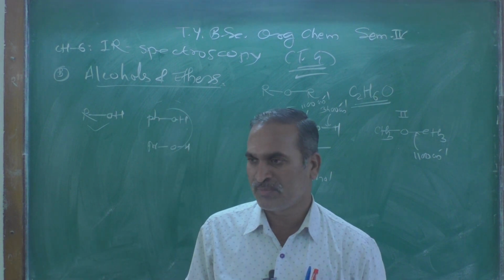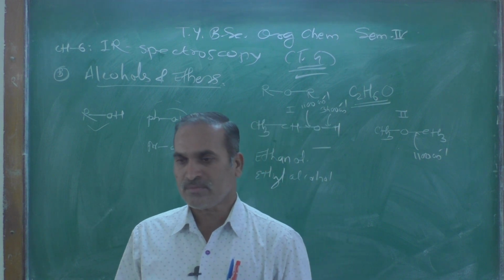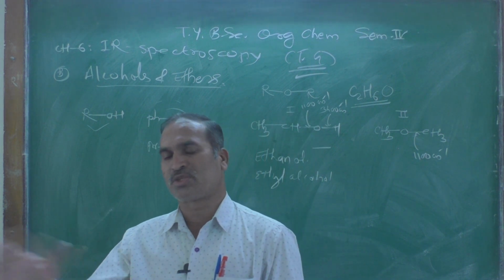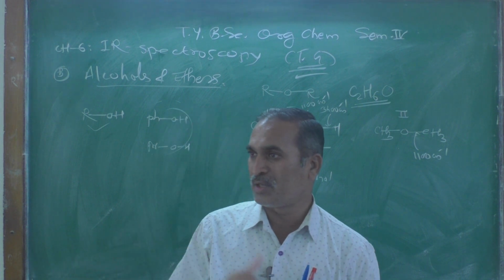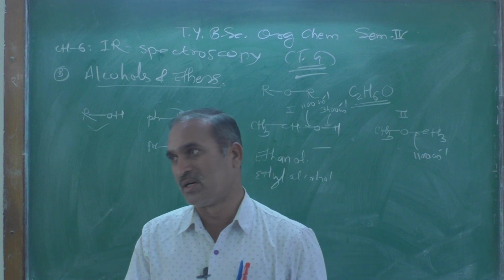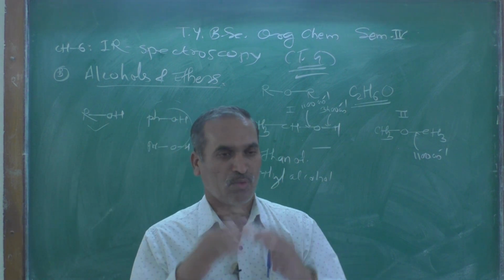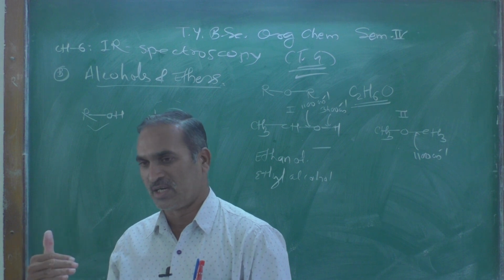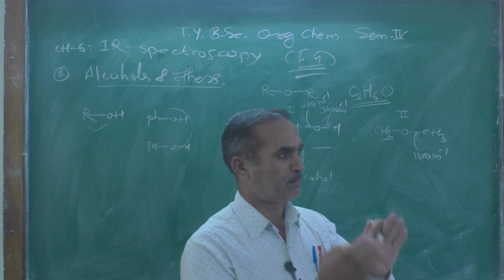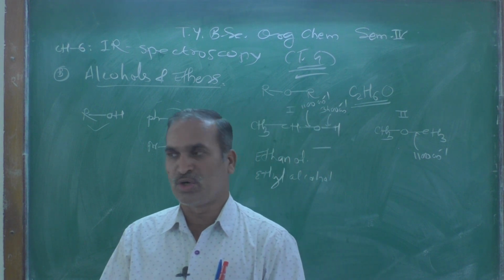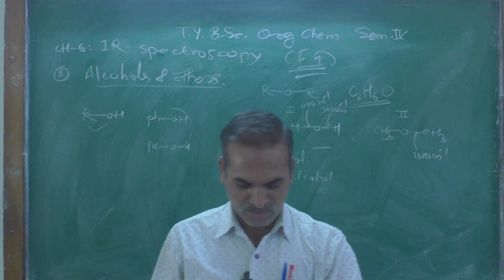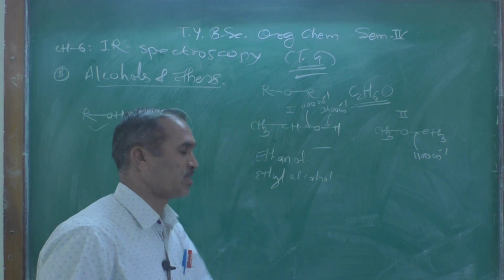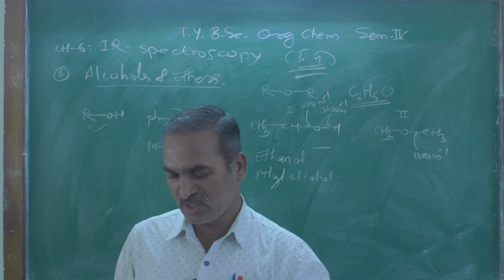So in this way, the peak around 3400 per centimeter, or above 3200 per centimeter, is absent in the case of ether. Ether gives only one band, whereas alcohol gives two bands, or two peaks, that clearly indicate that alcohol is present in the given compound. So in this way we can easily distinguish alcohol from ether. That is the main point you have to discuss over here.